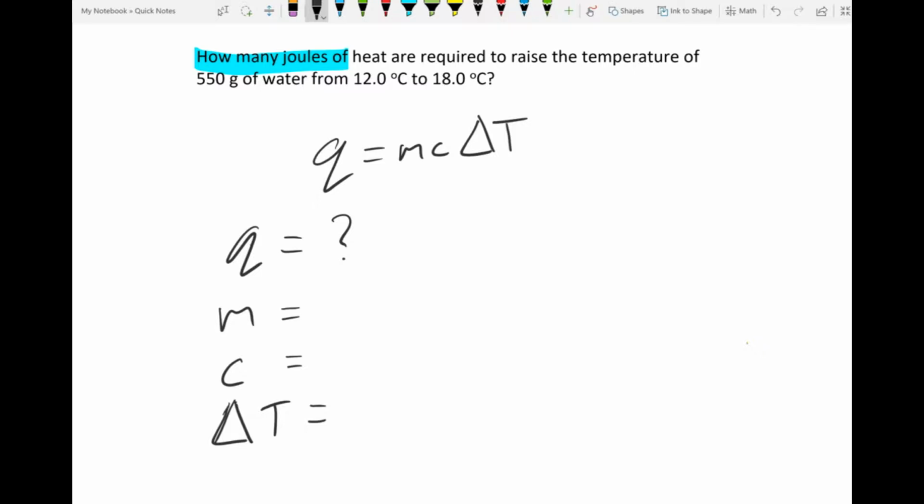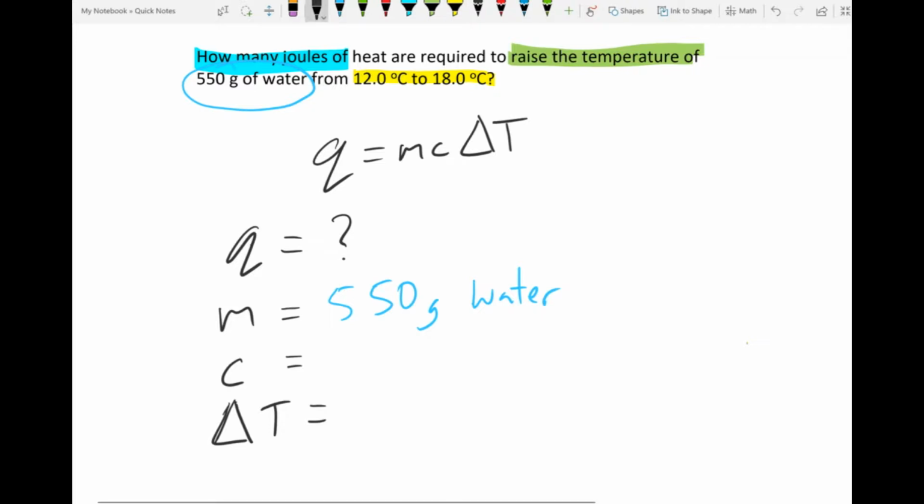And then it says they're required to raise the temperature. Raising the temperature means you should expect a positive heat, because you're going from a lower temperature to a higher temperature. Now, how much in particular? Well, it says 550 grams of water, so we found the mass. And then you're going from 12 degrees Celsius to 18 degrees Celsius, which means in order to find our delta T, we're going to need to actually calculate it out.